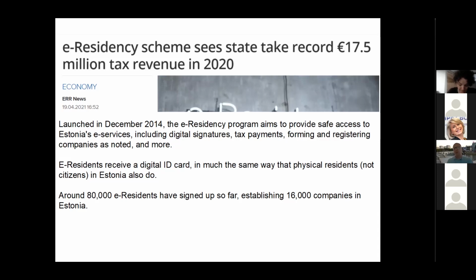So can you imagine, in 2020, 70 million euro in tax revenues has been paid by those e-residents who opened companies in Estonia. I can imagine that seven years ago, people were laughing at Estonians, thinking that they are crazy. Who wants to open a company in another country and why? But apparently it worked.